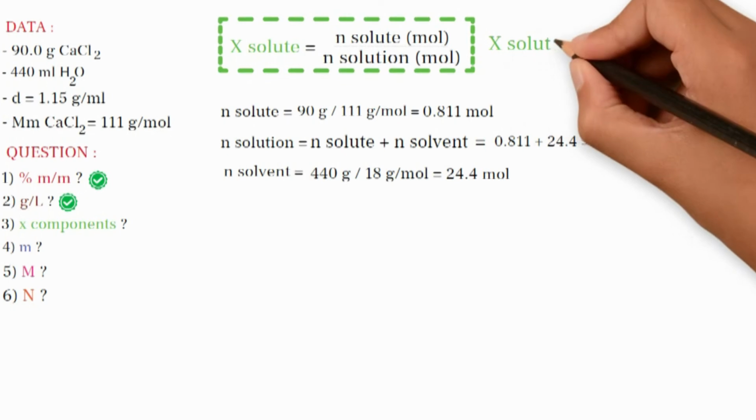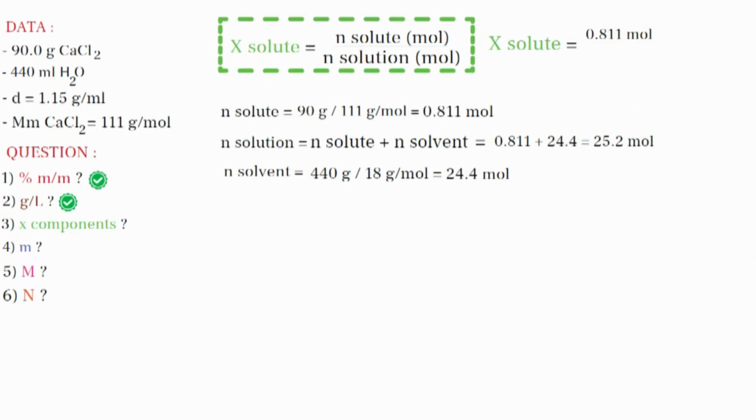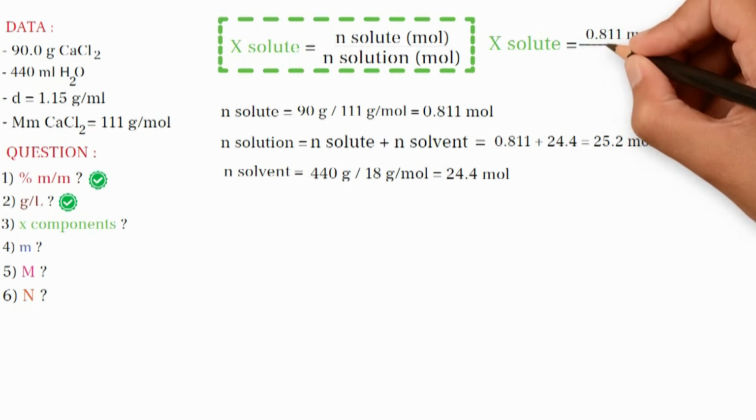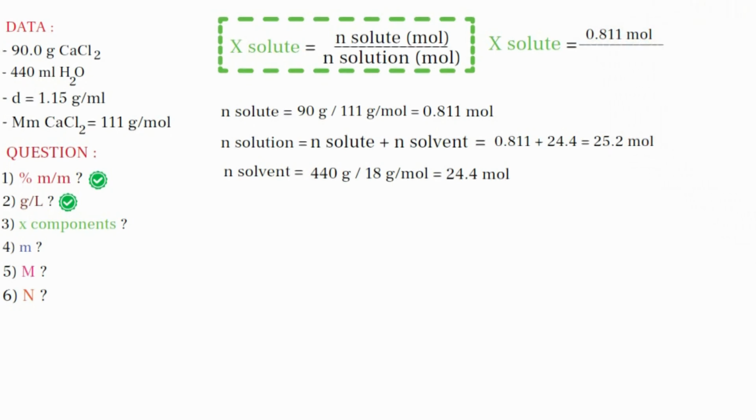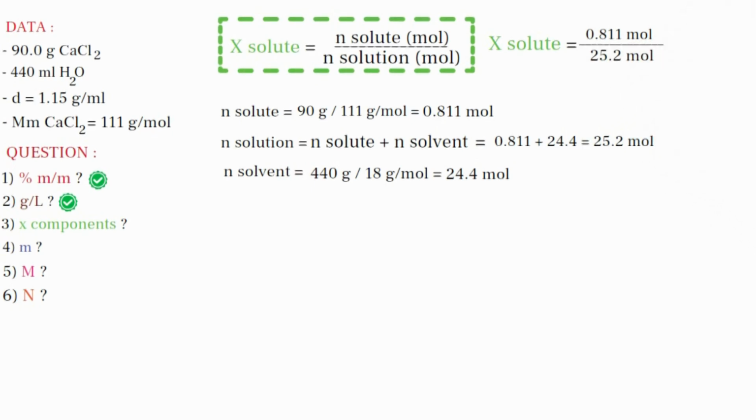So we can write everything we got here. It will be 0.811 divided by the mole of solution, so 25.2, and we will have the mole fraction of solute, which is 0.0322. So how can we calculate now the mole fraction of solvent?